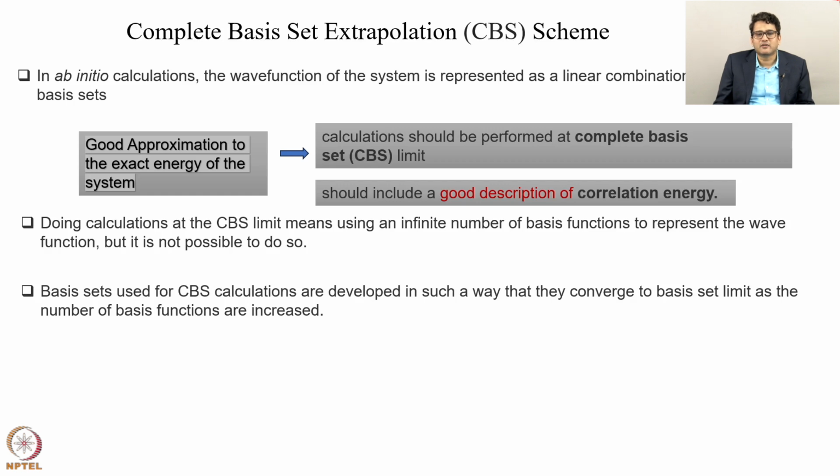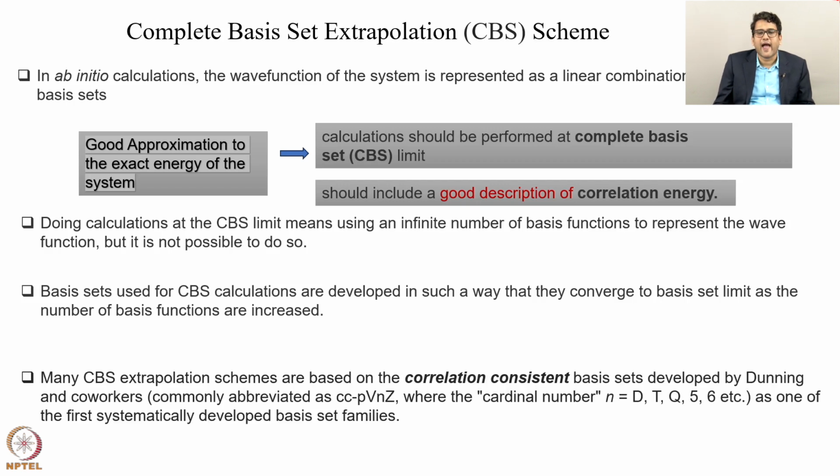So, what you do, as I discussed, is find out how the energy or a particular property depends upon a particular kind of basis functions, how it depends upon its size. The basis sets used for CBS calculations are developed in such a way that they converge to the basis set limit as the number of basis functions increases. And there are many CBS extrapolation schemes possible. One of the most popular ones uses the correlation consistent basis sets.